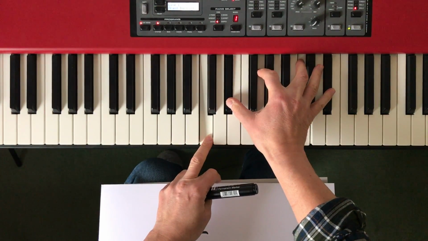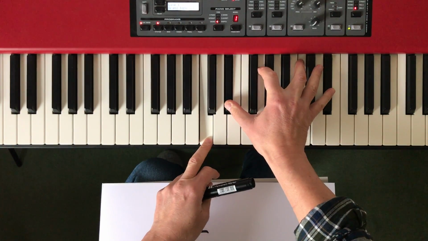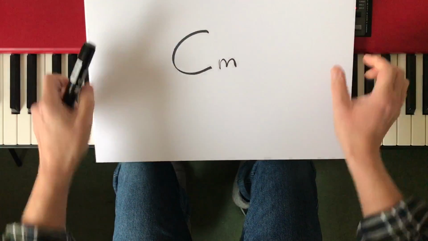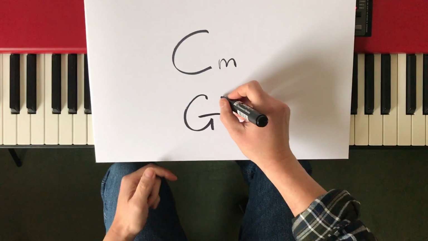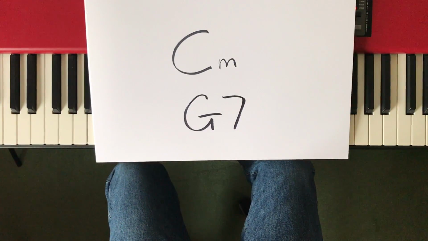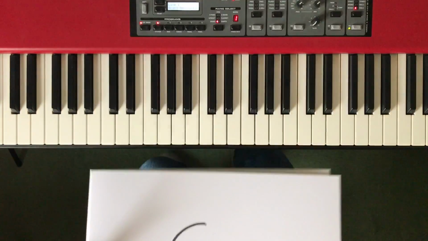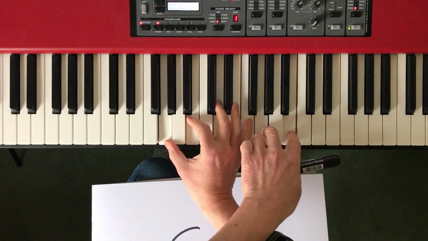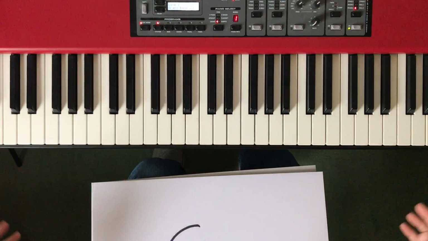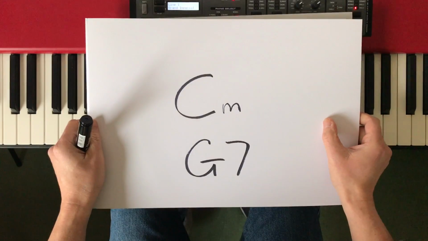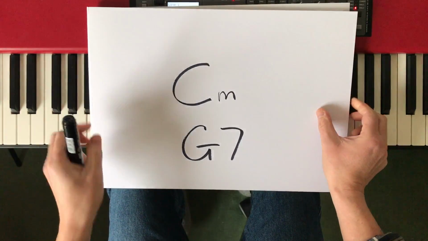Okay, any combination of the notes C, E flat and G. Likewise, if we have, say, the letter G and it has a 7 after it, that means it's the chord of G7. The notes G, B, D and F in any number of repetitions, doublings, in any sort of configuration on the piano keyboard. And there are various others.